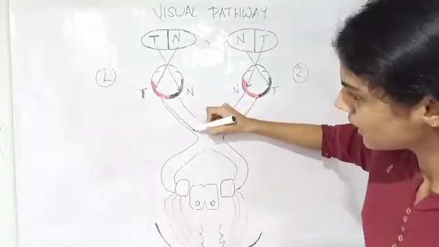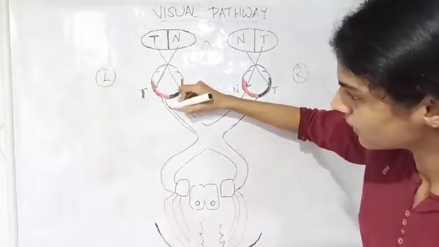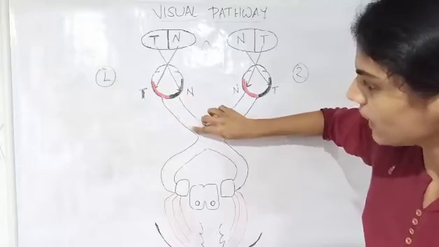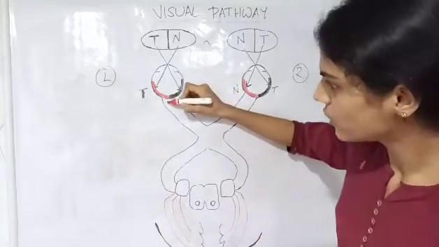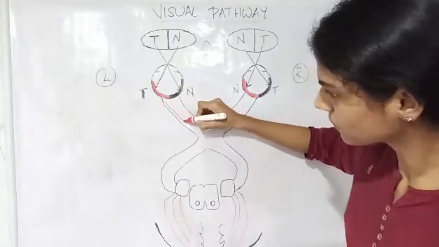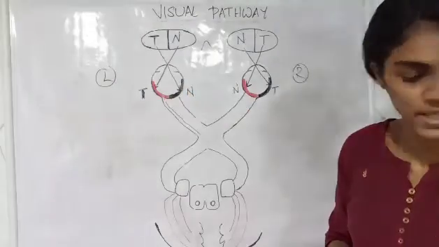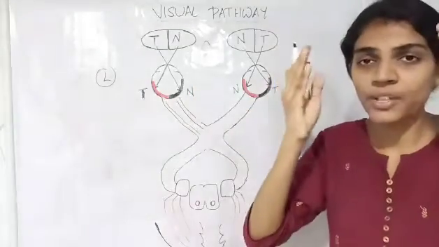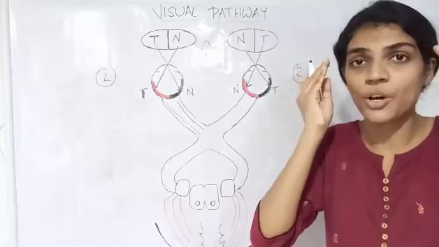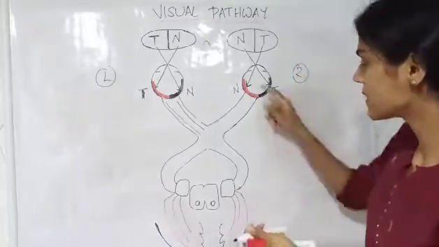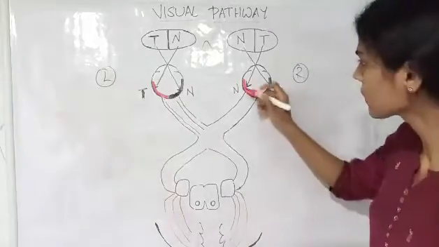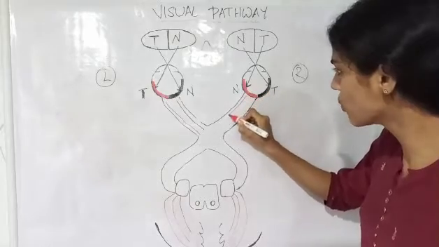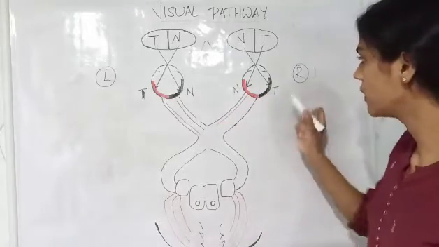The optic nerve from the temporal side, I'll use this marker, the temporal side and the nasal side, descends a little beyond, toward the brain region. And from the nasal retina, the impulses also go through the optic nerve, and from here also.